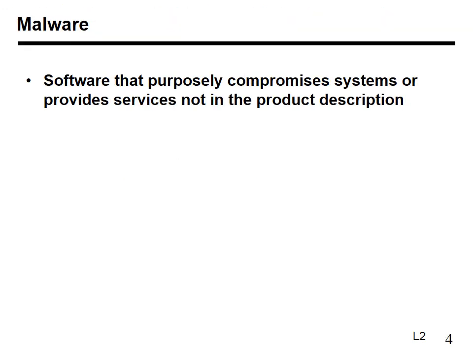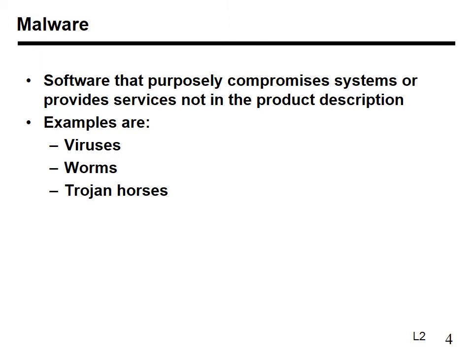So, malware. Malware is one of the things we can use to compromise a system, to make a so-called secure system unsecure. Malware basically is software that does something above and beyond what it's advertised as being able to do. Generally, this is doing something bad. Some examples are viruses, worms, and Trojan horses.